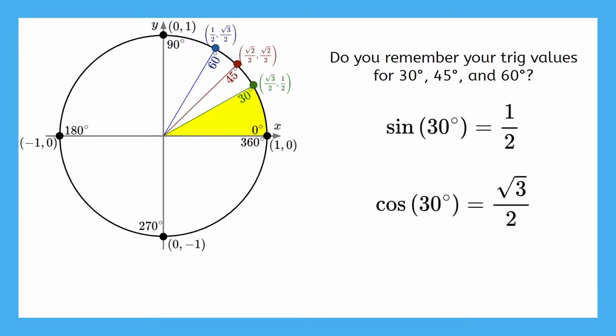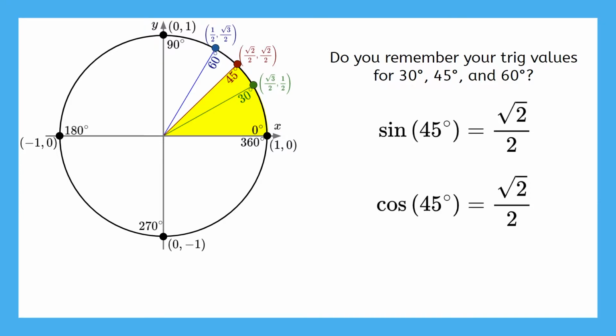Hey, wait a second. Some of these numbers definitely look familiar. The sine of 30 degrees is the same as the y-coordinate of the point corresponding to 30 degrees on our unit circle. And the cosine is the same as the x-coordinate. That has to be a coincidence, right? Let's check for 45 degrees. Would you look at that?